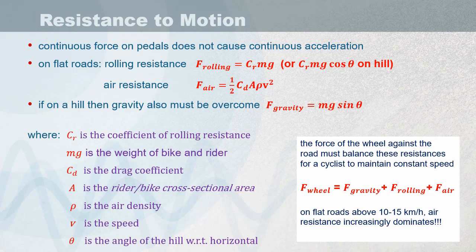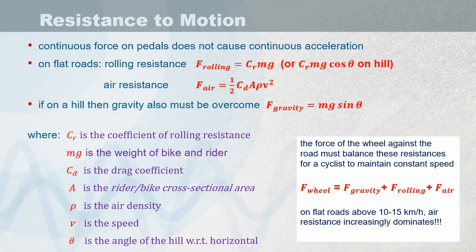And then the third main factor that resists your bicycling motion can be gravity in the case that you're traveling uphill, and there the gravitational force will be equal to the mass of the rider plus bicycle times acceleration owing to gravity, and then times the sine of theta, where again theta is the angle between the slope and horizontal.